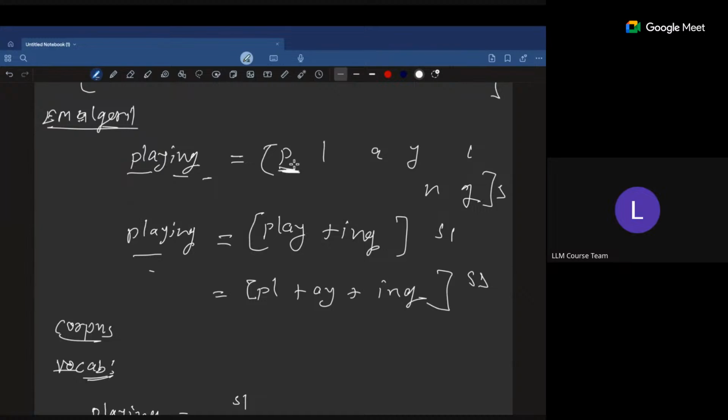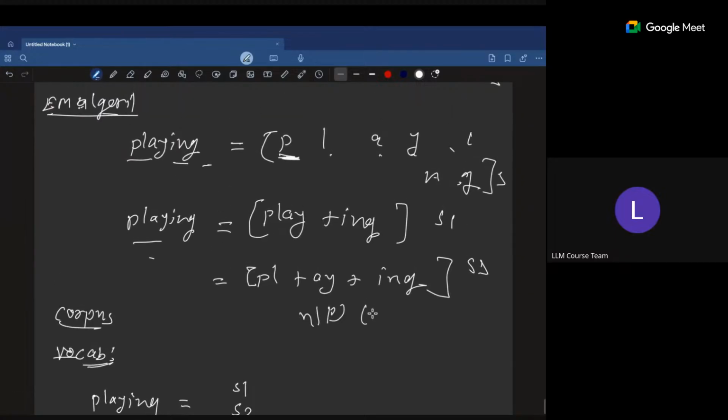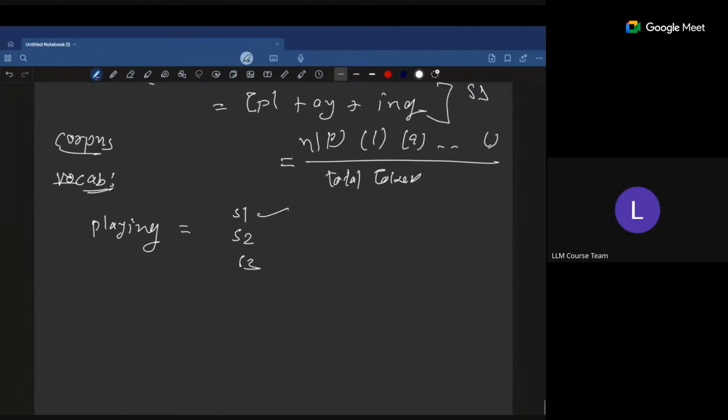We look at the probabilities from the corpus. In this case, the first split is PL AY ING. So I look at the count of P, I look at the count of L, I look at the count of A, I look at the count of all the words, and the total tokens in the corpus. This becomes my log likelihood for the first split.